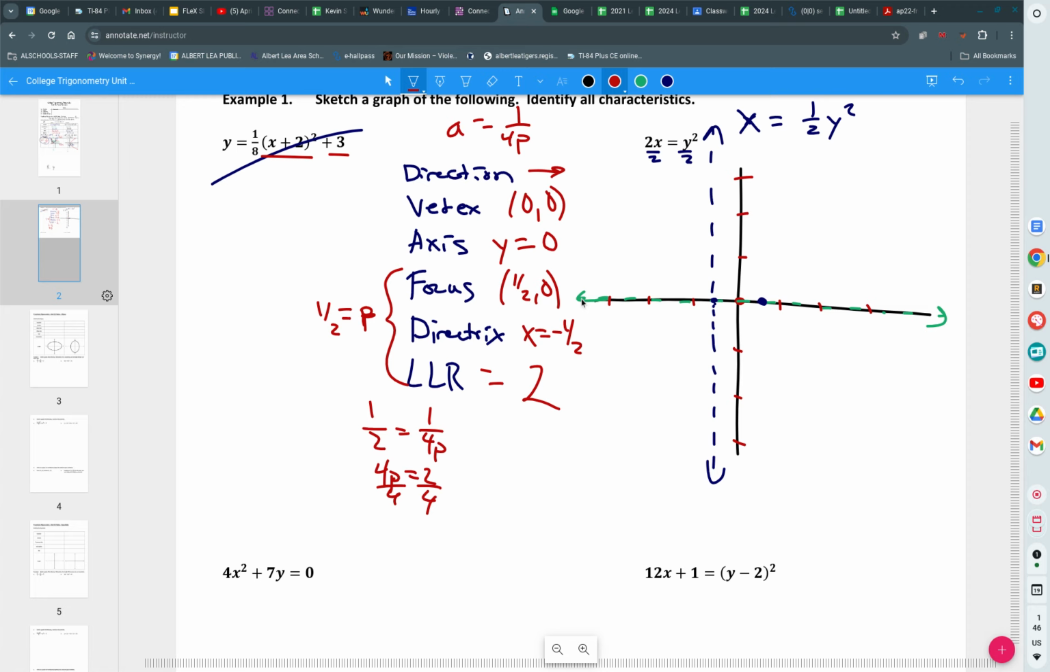And I almost have all the information I need to draw this graph. The last thing I need is to span my latus rectum. It is the length of 2, so I'm going to go 1 unit up and 1 unit down. I move 1 unit up and I move 1 unit down, and I have this spanning right there. That's going to allow me to generate the shape of my parabola.